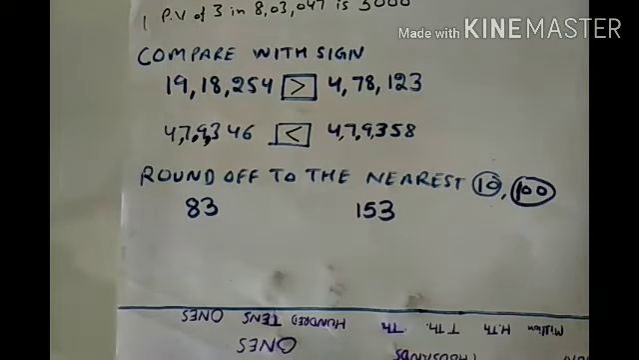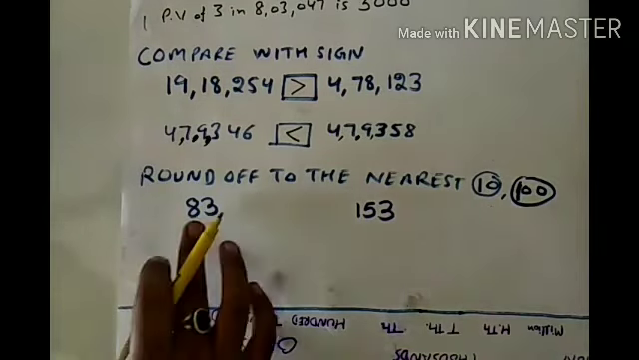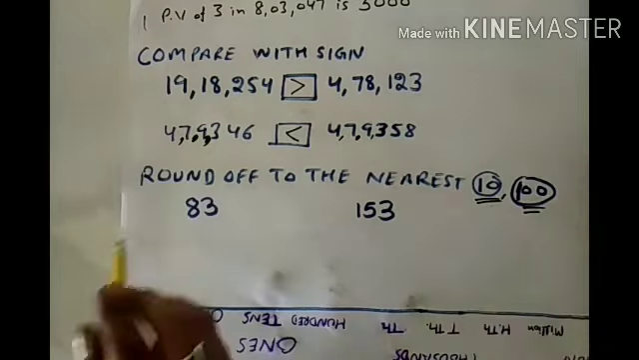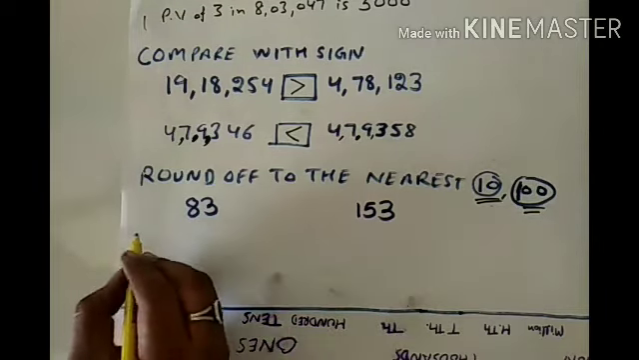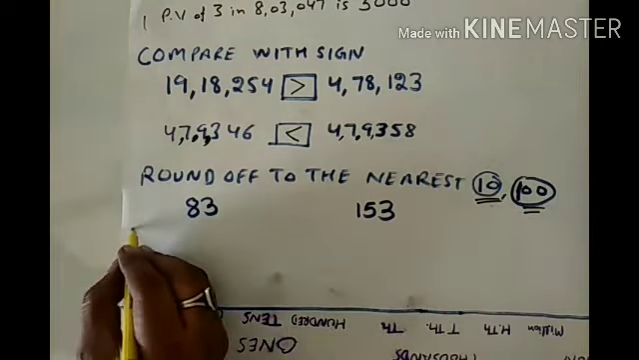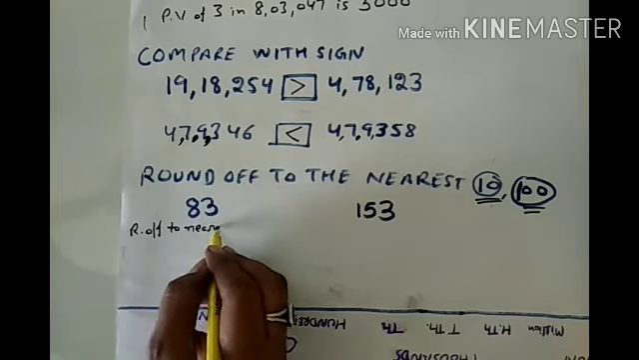So here the given number is 83. We have to round it to the nearest 10 and 100. If we have to round off to the nearest 10, then we will see the unit digit, and if we have to round off to the nearest 100, then we will see the tens digit. So firstly, rounding off to the nearest 10.